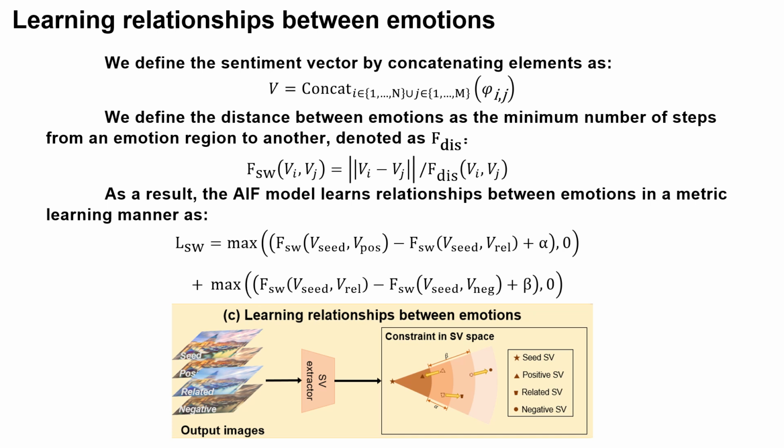We define the sentiment vector by concatenating elements. As a result, the AIF model learns relationships between emotions in a metric learning manner and proposes sentiment metric loss.